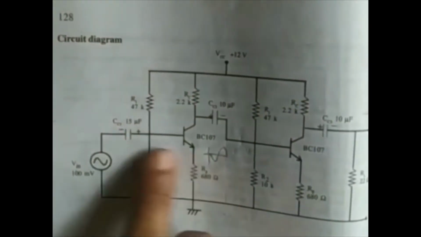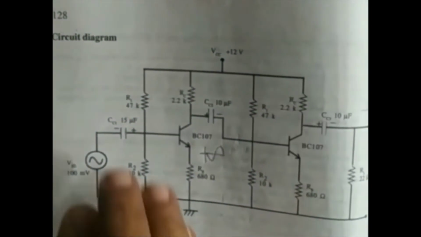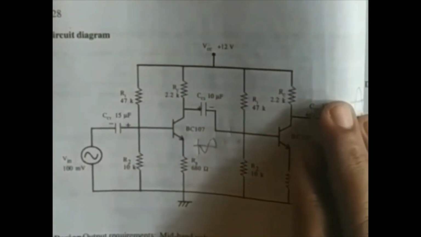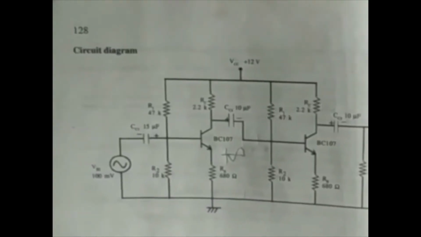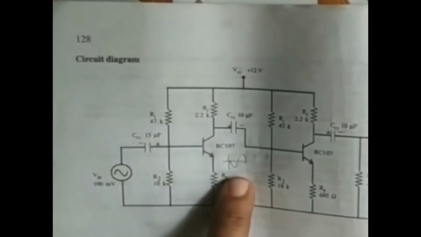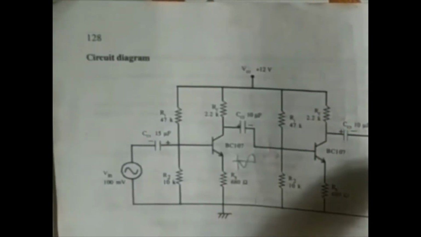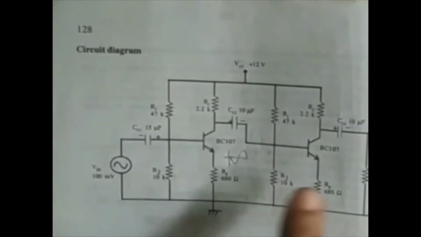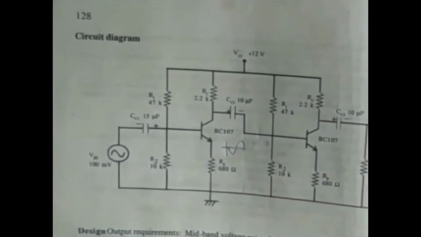Overall voltage gain of the two-stage amplifier is the voltage gain of the first stage times the voltage gain of the second stage. We see the phase shift between input signal and output signal. From the first stage we get 180-degree phase shift, and after the second stage we get another 180-degree phase shift. Therefore total phase shift is 360 degrees or 0 degrees.